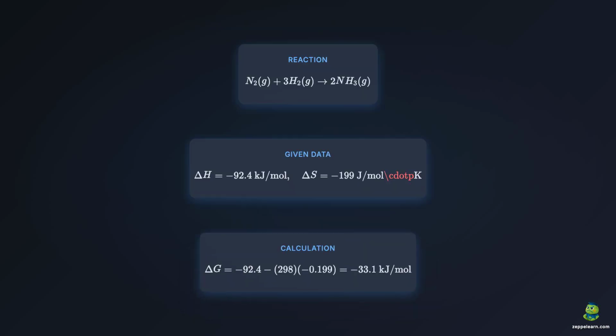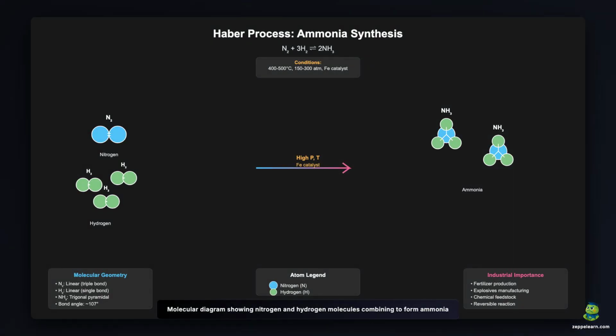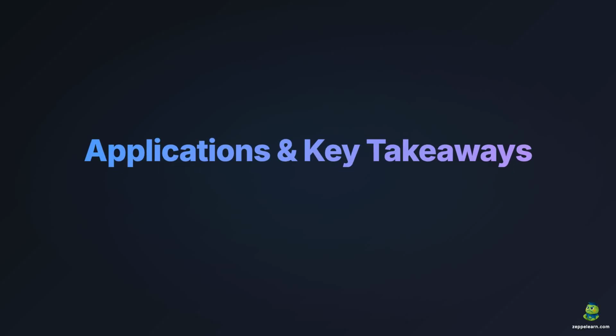Delta G equals negative 92.4 minus 298 times negative 0.199, which equals negative 92.4 plus 59.3, giving us negative 33.1 kilojoules per mole. Since delta G is negative, this reaction is spontaneous at room temperature, even though entropy decreases. This diagram shows the Haber process where nitrogen and hydrogen molecules combine under pressure to form ammonia, an industrially important spontaneous reaction. Chemical thermodynamics has countless applications in industry, biology, and environmental science.